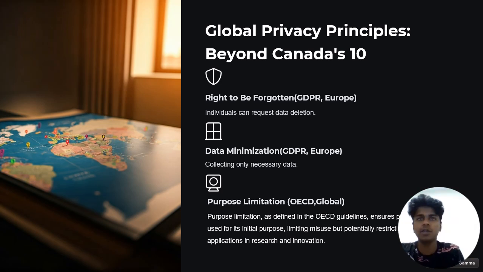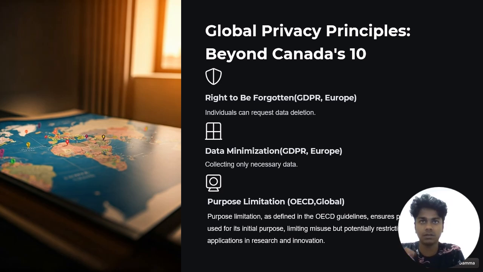Question number 8. Name three privacy principles used elsewhere in the world that are not part of Canada's 10 privacy principles. Explain the utility of each as well as any associated problems. Provide two legal references from anywhere in the world related to your three principles or any of them. Three principles not in Canada's 10 privacy principles under PIPEDA.